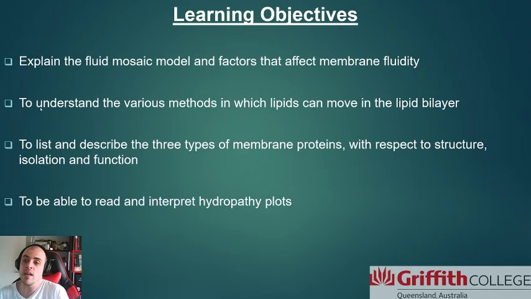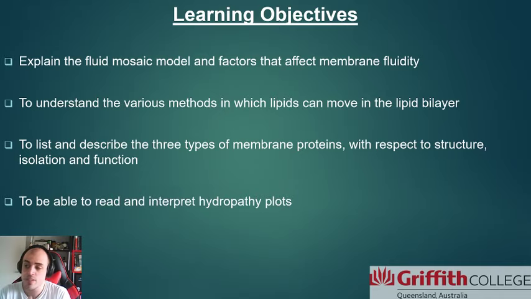So then we've looked at and understood the various methods in which lipids can move in that lipid bilayer. They can move side to side, again picturing a person in a crowd. They can be jostled around, they can move forward, they can move backwards. But of course, you can't very easily turn around and do a handstand in a really crowded area. It needs the assistance of enzymes to be able to do that, because it's just so thermodynamically unstable for it.